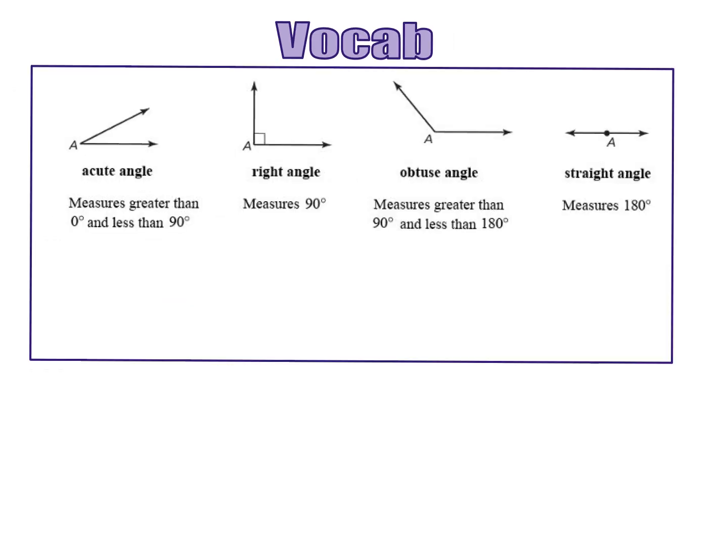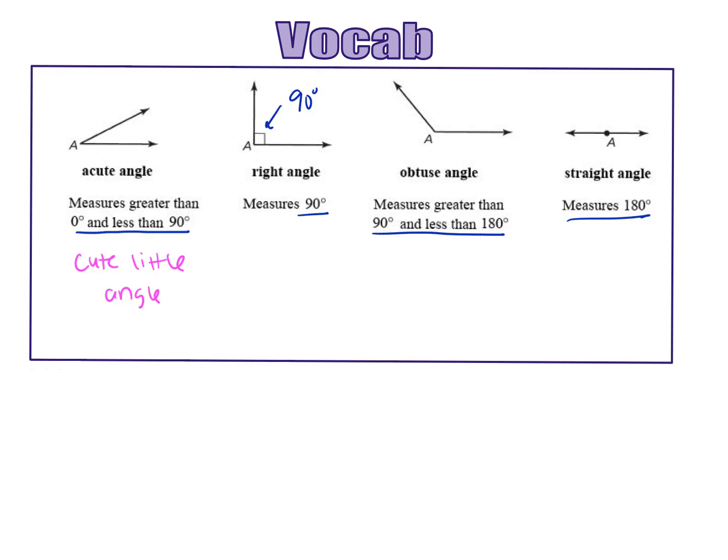We're also going to review some vocabulary from a long time ago. An acute angle is an angle whose measure is between 0 and 90 degrees. I always say it's a cute little angle. Cute little angle. A right angle is an angle that has exactly 90 degrees, usually indicated by a box in the corner. An obtuse angle is an angle that is larger than 90 degrees, but less than 180 degrees. And a straight angle is basically a line.